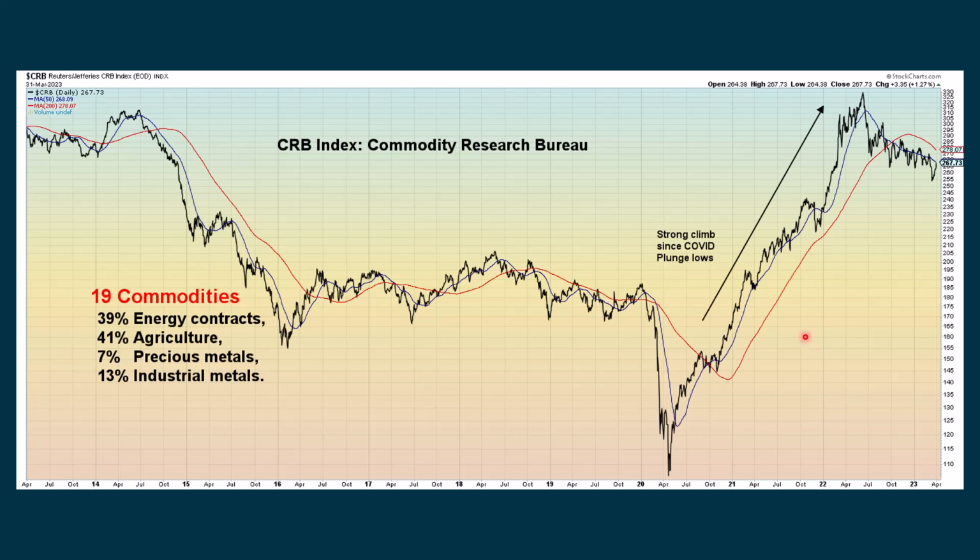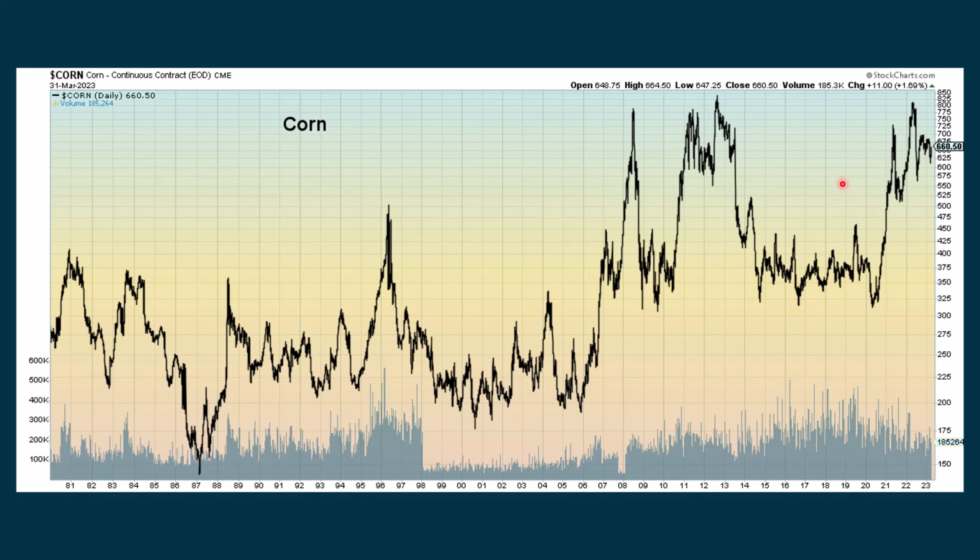Another area we look at is the CRB index. When commodities are going up, that's inflationary. Lately, we saw a recent death cross and an overall downtrend, but this past week, the CRB index did bounce back up to its 50-period moving average. Then we look at a number of different commodities.